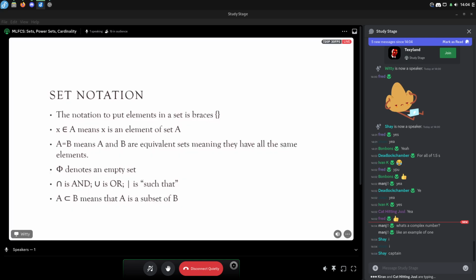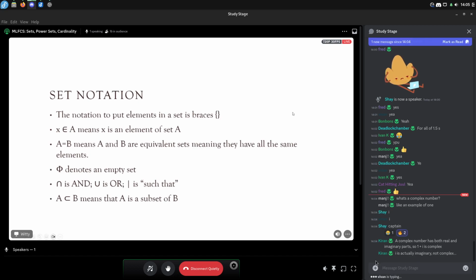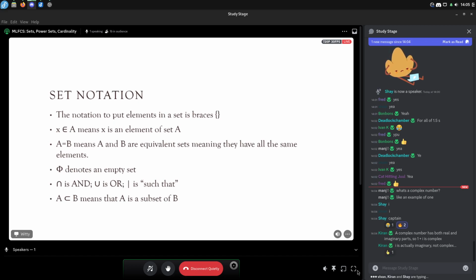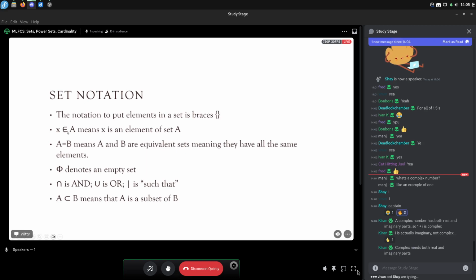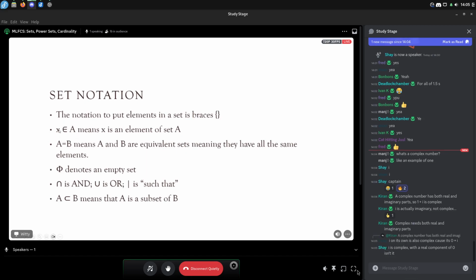All right. So set notation is pretty much like what we've been using in maths and a lot of other modules as well. So you basically put elements inside a set inside curly braces like this. If you want to say a specific element is inside a set, you put this symbol that looks a bit like an E, and you write X is in A. And that means it is part of that set.